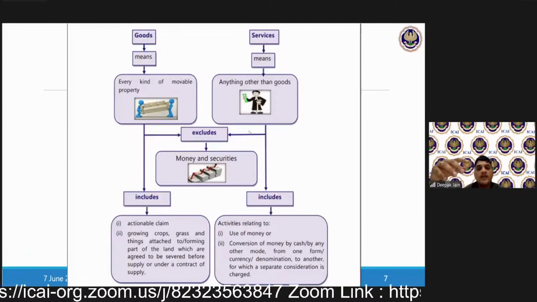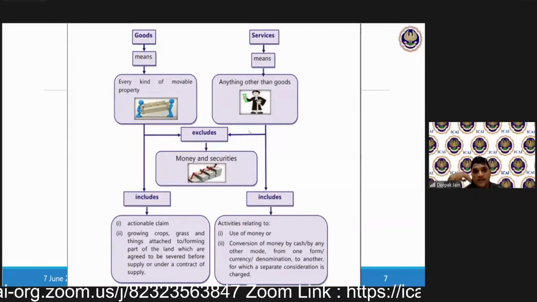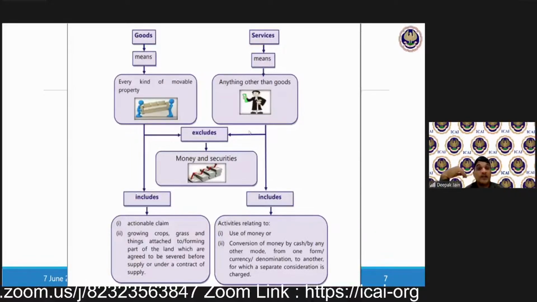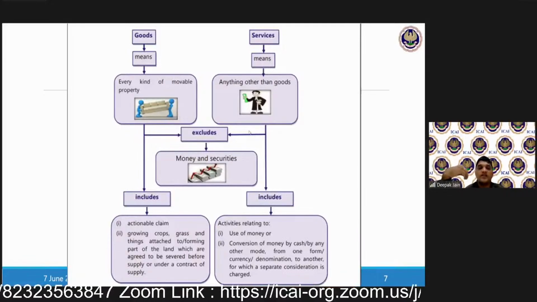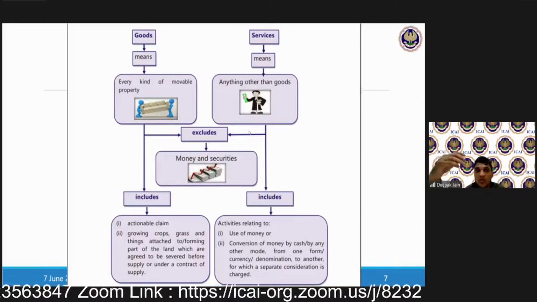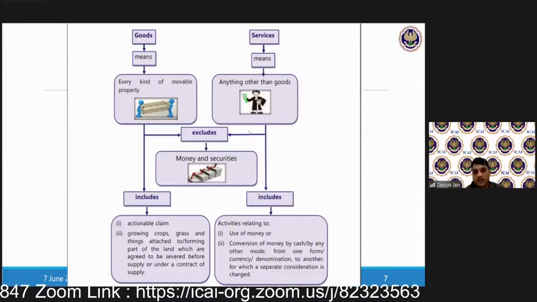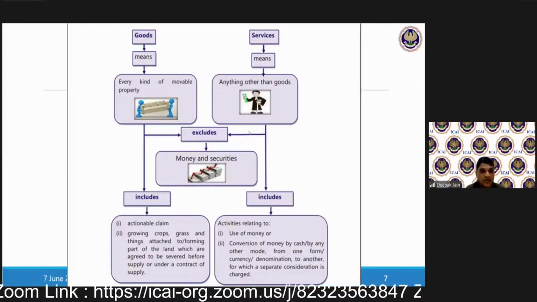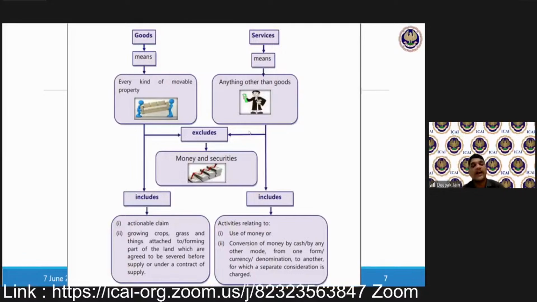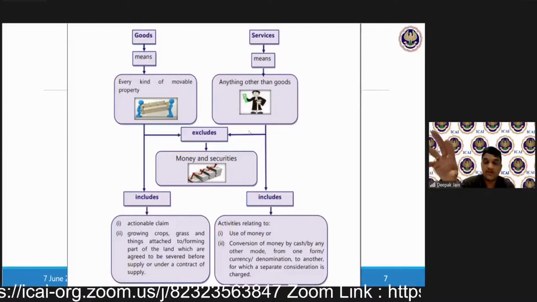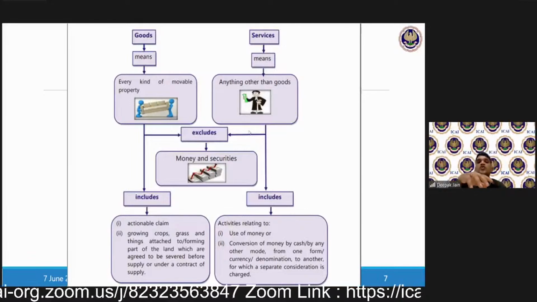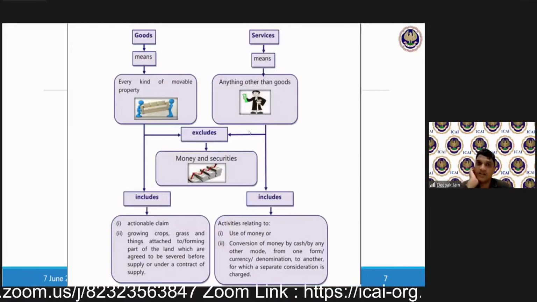Suppose you have given me something as a gift and you were expecting something from me and I have not given it. You cannot claim anything from me because there was no transaction that I will pay you something, or there was no promise that I will pay you something. So that is not an actionable claim. An actionable claim arises when you give something with the obligation on the other person to do something for you. That is an actionable claim.